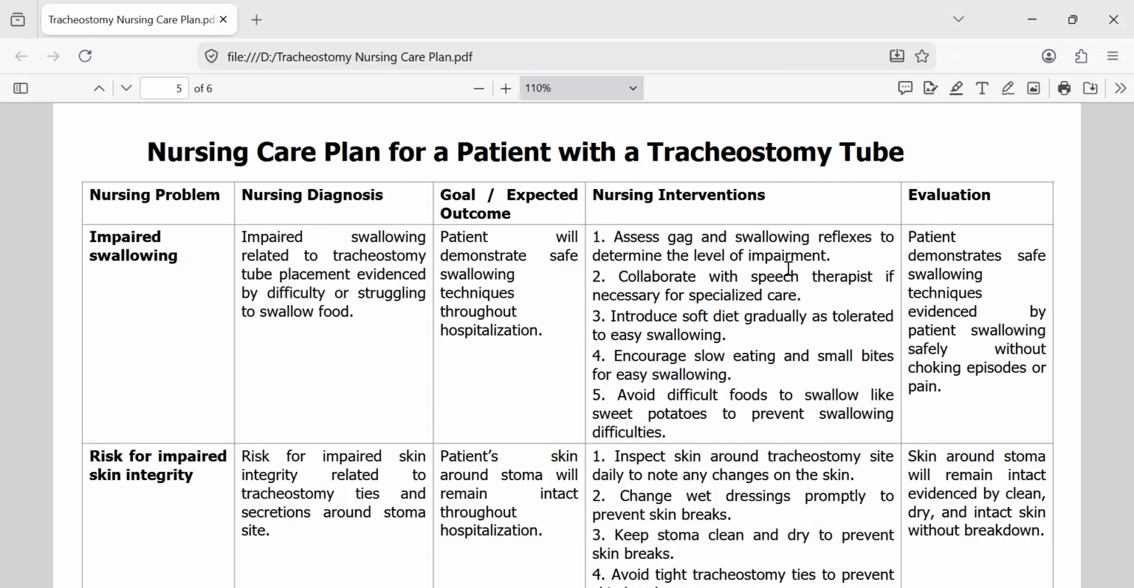Number 3, I will introduce soft diet gradually as tolerated to ensure swallowing. So this is a valid point, and we have put it on impaired swallowing, not on nutrition, because this soft food will help the patient to swallow. Number 4, I'll encourage the patient to eat slowly and in small bites for easy swallowing. So I understand that people have different ways of swallowing, or eating rather. So others eat faster, others bite or chew, have big bites of their food.